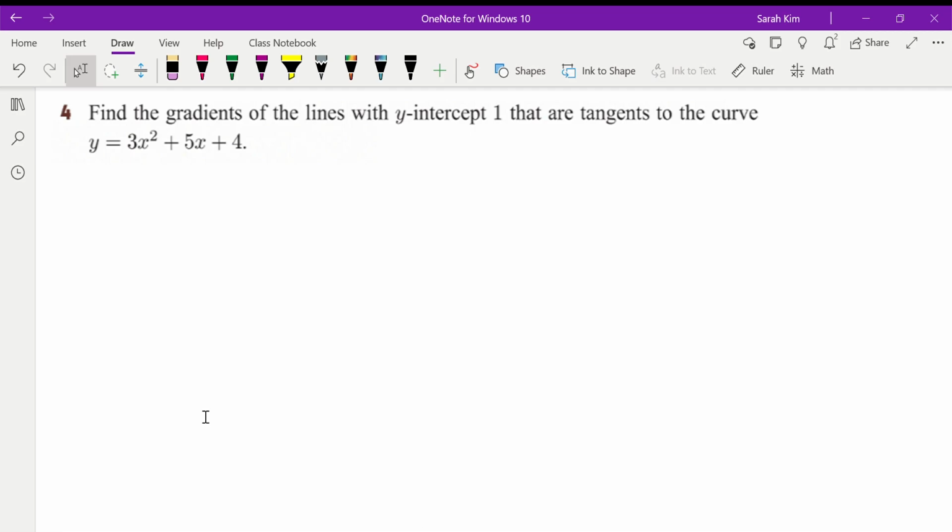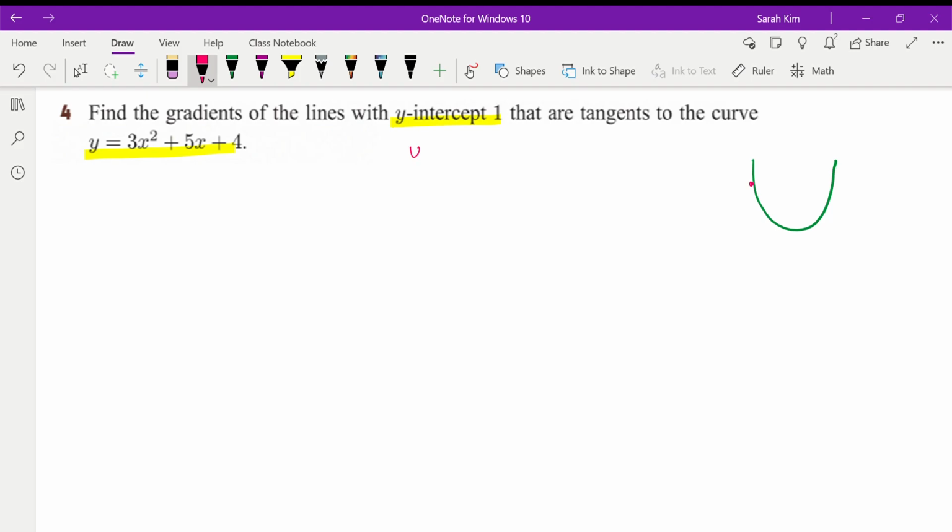Find the gradients of the lines with y-intercepts 1 that are tangent to the curve. So we've got the curve and lines, and we need to find the gradients of the lines with y-intercept 1. So my line has y-intercept 1.